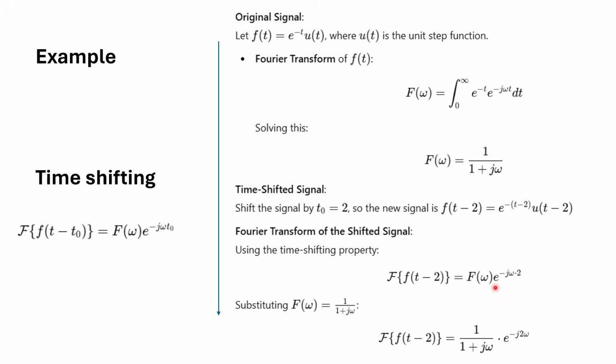F of omega e to the power minus j omega t. And the same thing you can get by using this property, right? How? Substitute f of omega by 1 over j omega directly here. So f of omega, that is the Fourier transform of this, we already know is 1 by j omega, and here it will be multiplied by e to the power minus j twice pi. So that's a direct way to find out the value of the Fourier transform using the property.